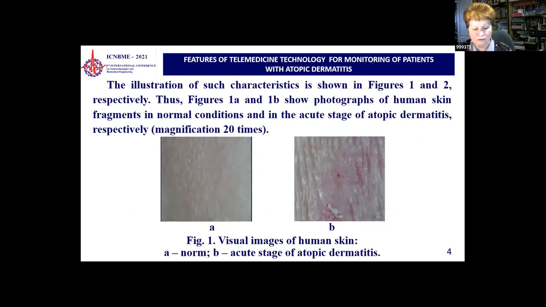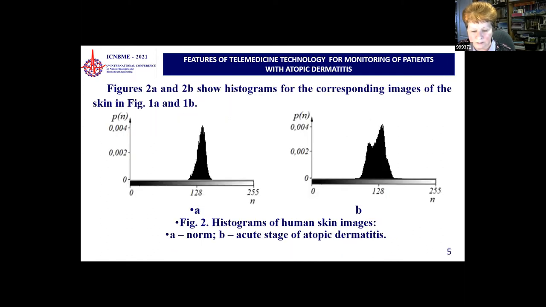Figures 1A and 1B show photographs of human skin fragments in normal conditions and in the acute stage of atopic dermatitis, respectively. Magnification 20 times. Figures 2A and 2B show histograms of the corresponding images of the skin. Determination of contrast was performed as the difference between the maximum and minimum intensity levels on the histogram at a level of 5% of the value of the global extremum.